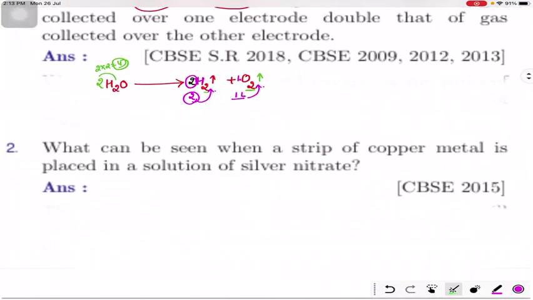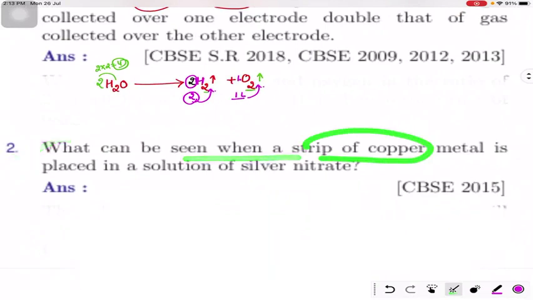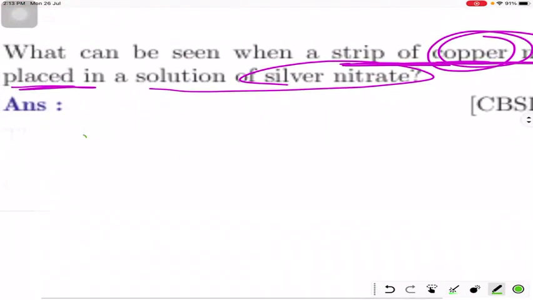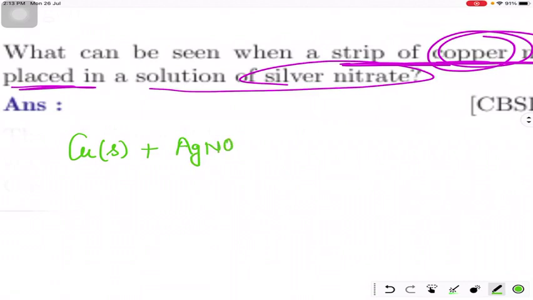Now the next question: what can be seen when a strip of copper metal is placed in a solution of silver nitrate? So these are the reactants. The strip of copper metal, copper is the reactant, and we are reacting it with a solution of silver nitrate. The copper symbol is Cu, in solid state, plus silver nitrate. Silver symbol is Ag and nitrate is the NO3 ion. This is an aqueous solution.